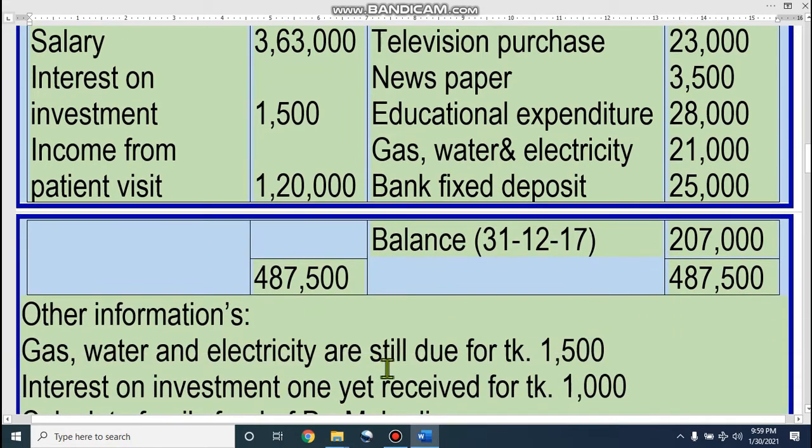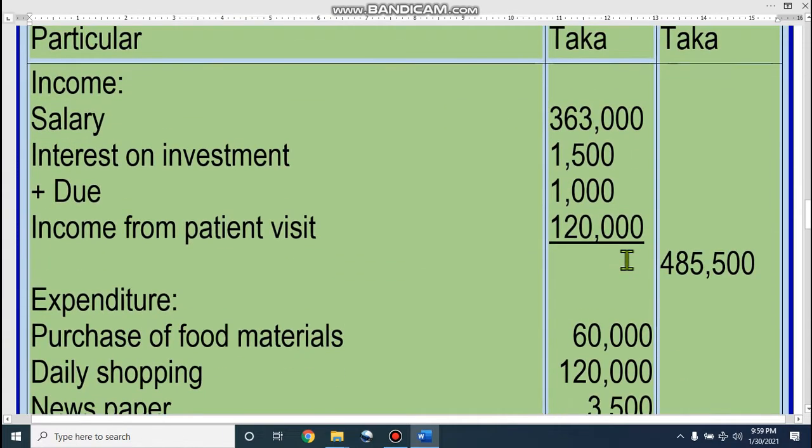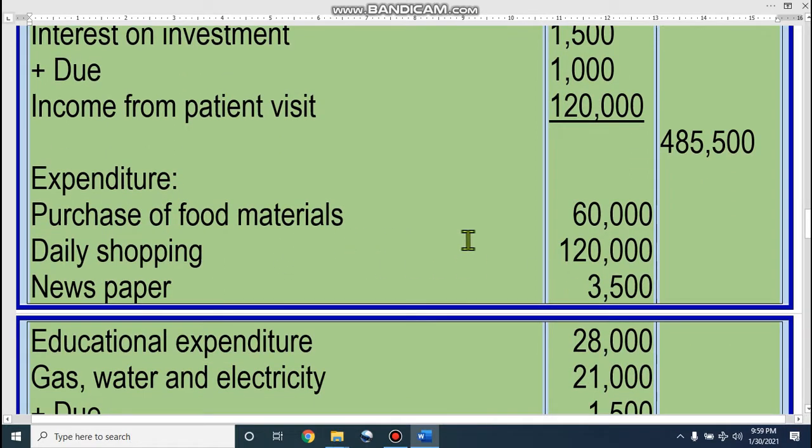Dear student, another adjustment is here. Gas, water, electricity is still due. That means we have to add it with this. We have paid 21,000 and we have to pay 1,500 more, so it is 22,500. Let's see, dear student. Purchase of food materials is an expenditure. Daily shopping is an expenditure. Newspaper is an expenditure.